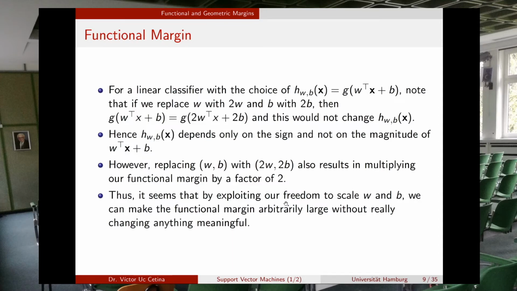It seems that by exploiting our freedom to scale w and b, we can make the functional margin arbitrarily large without really changing anything meaningful. This is a good point, because it means that we can play a bit with this vector of parameters without changing the final classification, and this is going to be useful when we derive the support vector machine algorithm. So just remember this: we can scale the weights. By doing this, we are increasing the size of the margin, but we don't change what is more important here, which is the final classification of a point.